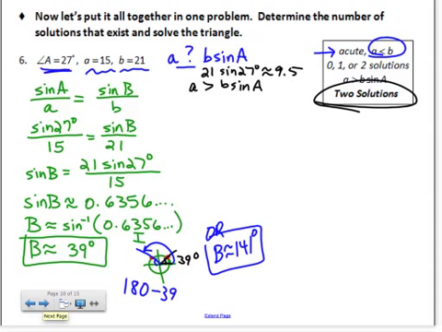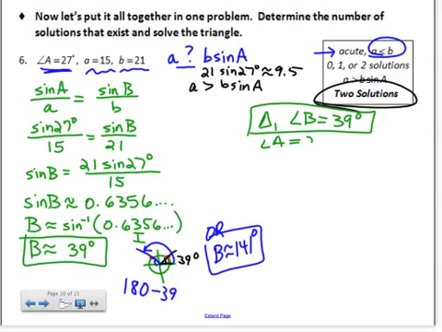So we're going to solve this with the first triangle, okay? Triangle 1 has angle B to be 39 degrees. And we're going to solve everything with angle B being 39. So if angle A is 27 and angle B is 39, then that tells us that angle C is 180 minus the sum of those two, which equals 114. That means C in this case is our biggest angle, so side C has to be the biggest side.